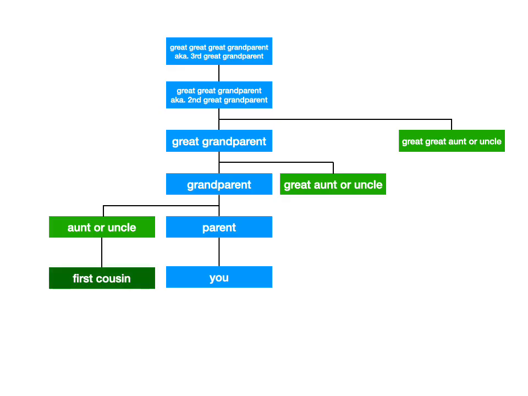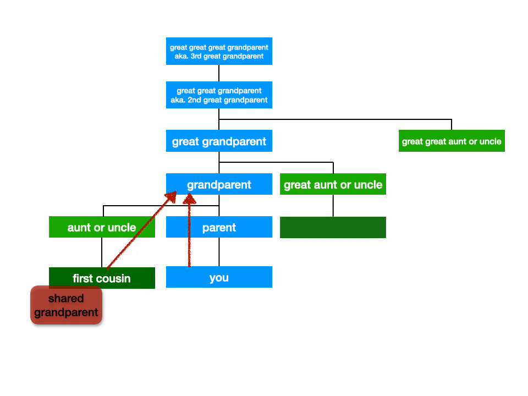Okay, so the first cousin is the child of your aunt or uncle. And that means that with your first cousin, you share a grandparent. That's the definition of what a first cousin is for you. And your mutual first cousins, I should say. So your first cousin regards you as his or her first cousin as well. Your second cousin is a descendant not of your aunt or uncle, but of your great aunt or uncle.